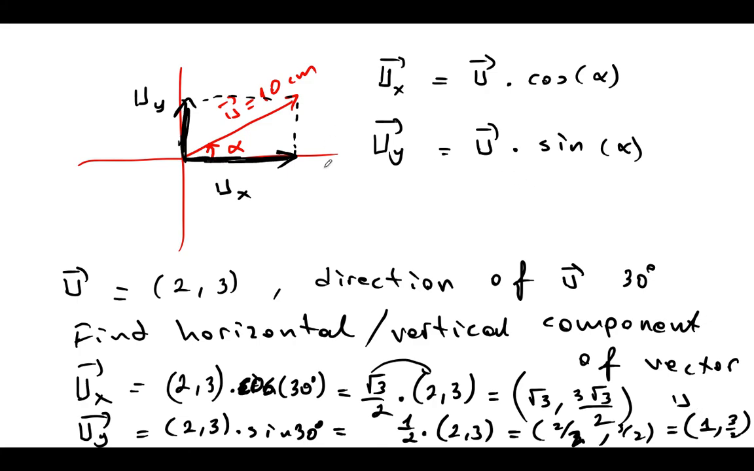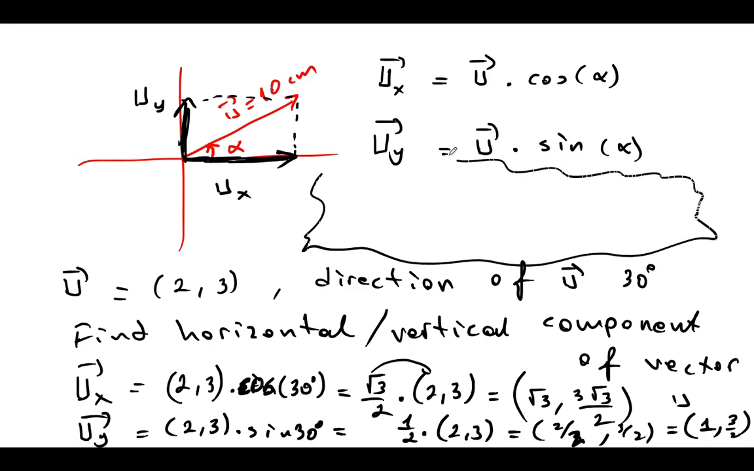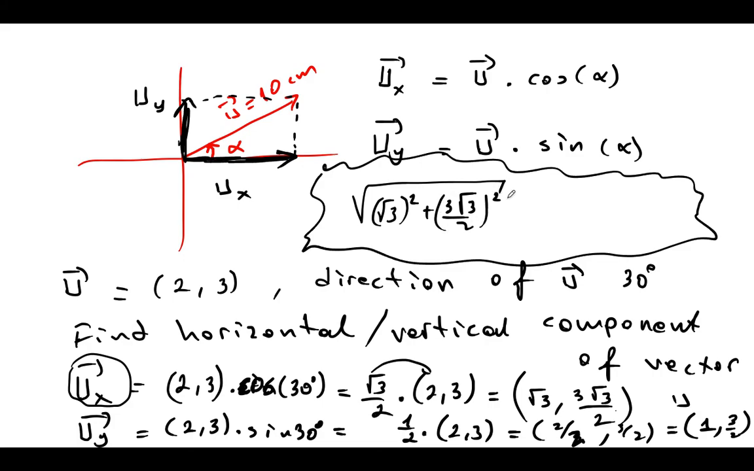Also, a question could be asked like this: find the magnitude of the horizontal component of vector u. What are you going to do? When you find the horizontal component, you find its length, which is the square root of the first component squared plus the second component squared. That's it. This result will be the magnitude of the horizontal component of u. What about the vertical? Same thing: the square root of 1 squared plus (3 over 2) squared.